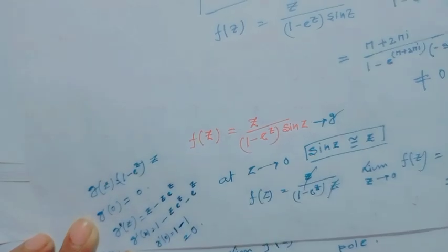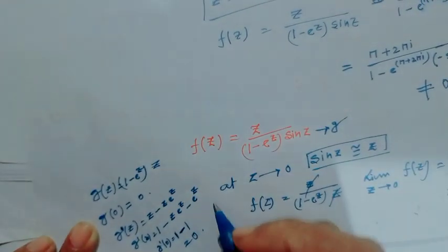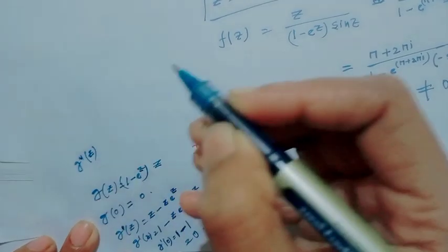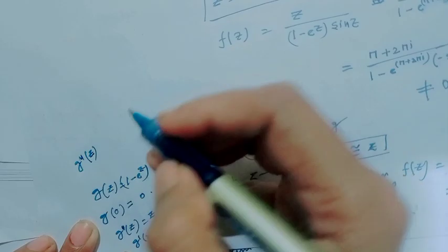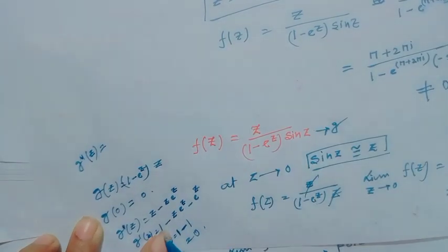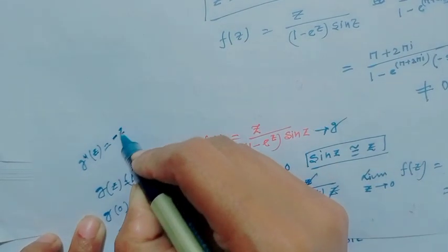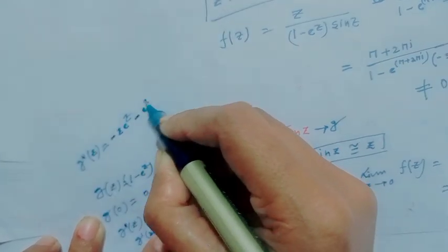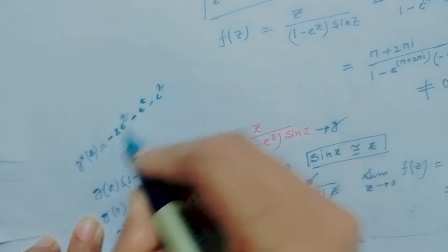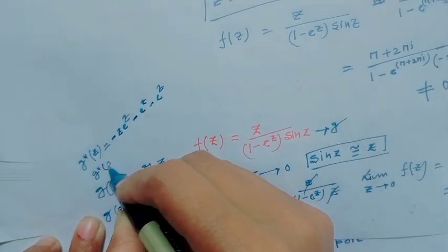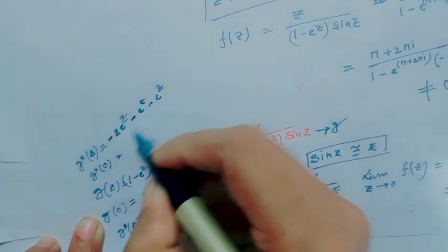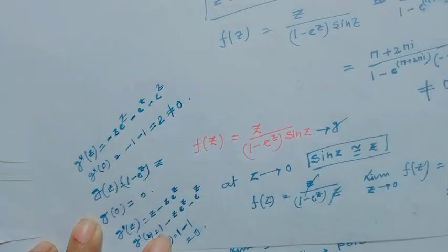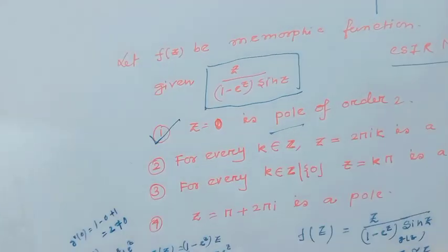That means g prime 0 equal to 0, and g double prime z equal to minus z e to the power z minus e to the power z minus e to the power z. This value g double prime 0 equal to 0, minus 1 minus 1, equal to minus 2, not equal to 0. That means pole of order 2. Next question.